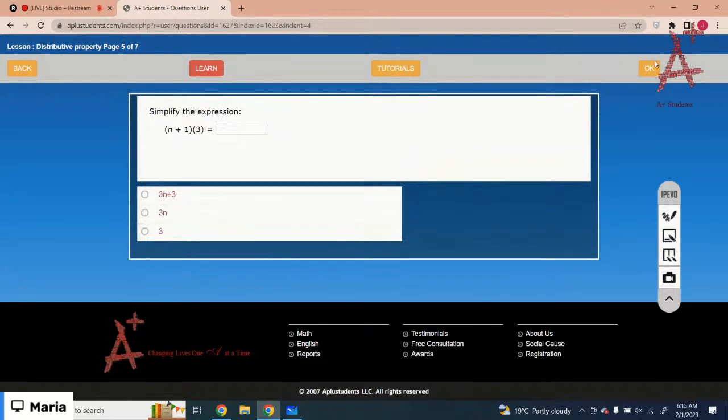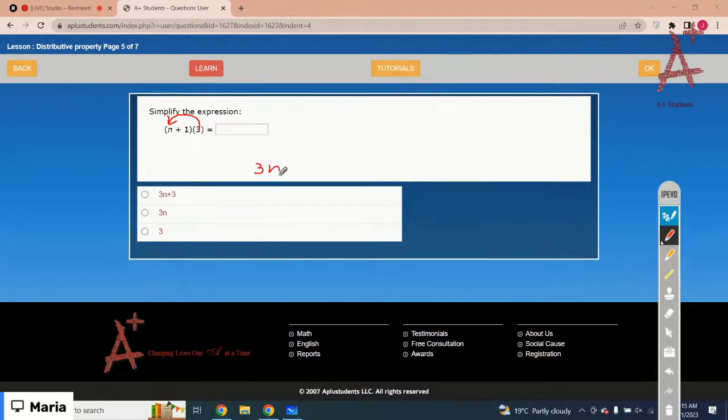Okay, the next one is 3 times n plus 1. So you have to do 3 times n and then 3 times 1. So 3 times n is 3n. Then you have to do 3 times 1, which is 3. So the correct option is 3n plus 3. Option number 1 is the correct option. Just select the correct option, then click on the OK button.